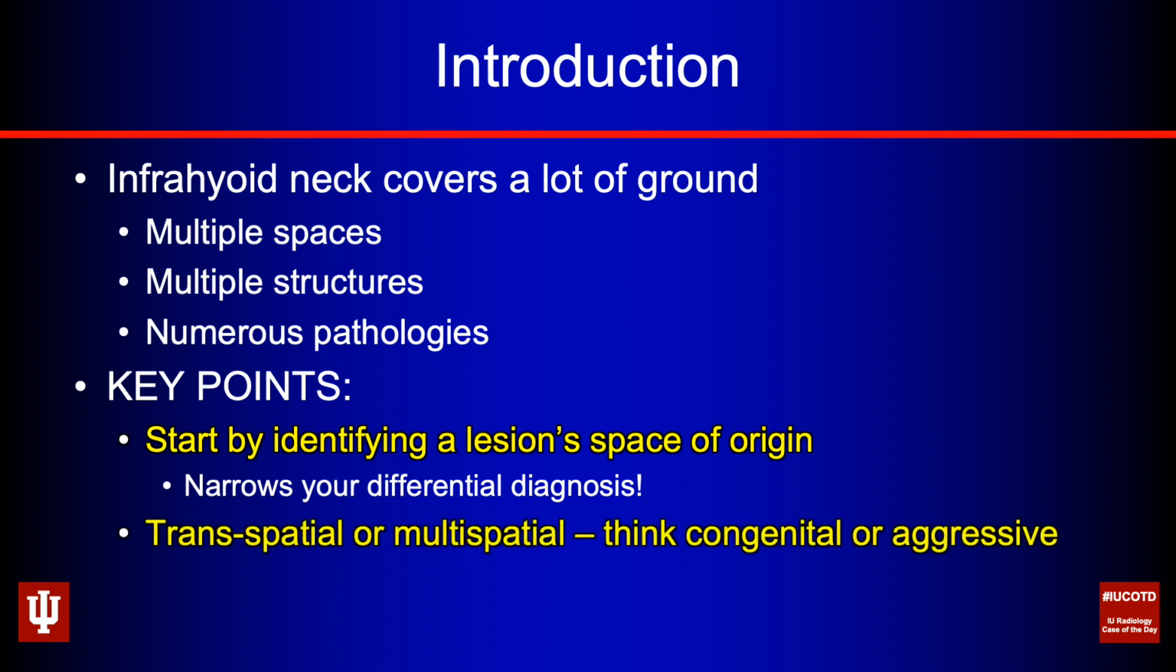Another thing to keep in mind, if you see something that is extending between multiple spaces, or if it's multispatial or transspatial, think about congenital etiologies as well as aggressive etiologies, things like infection or malignancy, because those are the types of things that tend to cross those spatial boundaries.